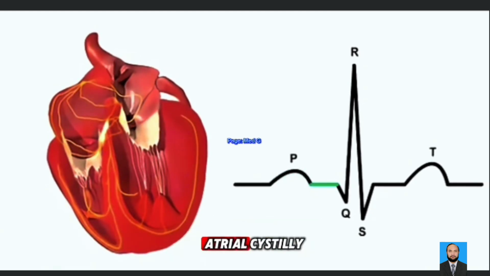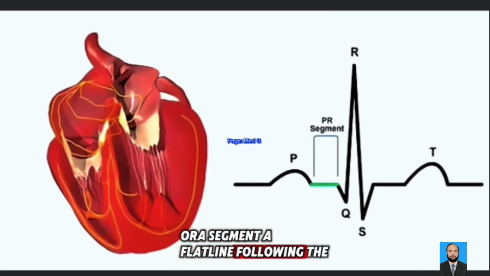On the ECG, this atrial depolarization is represented by the P wave. The period of conduction that follows atrial systole and precedes the contraction of the ventricles is depicted on the ECG by the PR segment, a flat line following the P wave.